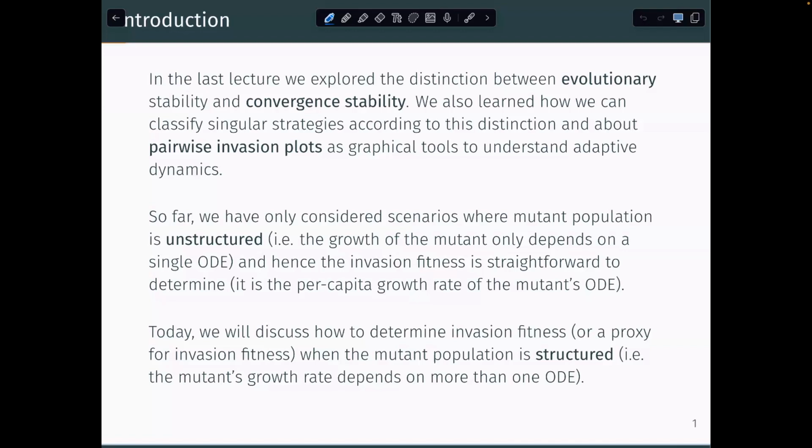Whereas if it's like a valley, a fitness minimum, then nearby mutants have higher fitness, so they can invade. And then convergent stability is all about whether you can reach that point, whether you can reach that singular strategy. So I like to say that something that is evolutionarily stable, but is not convergent stable, is like the top of a mountain where there's no path that leads you to the top of the mountain. So you can't get there through small steps.